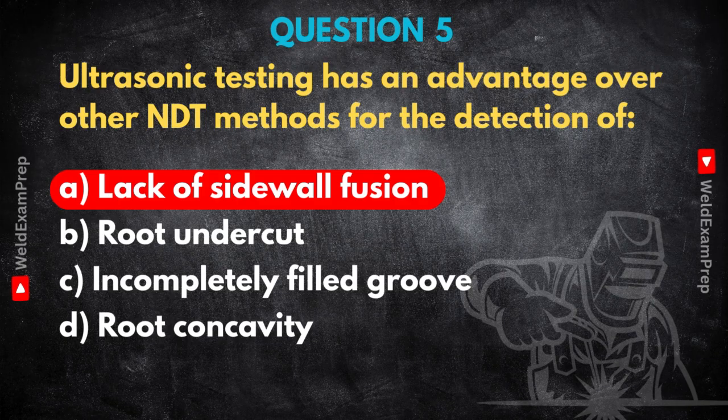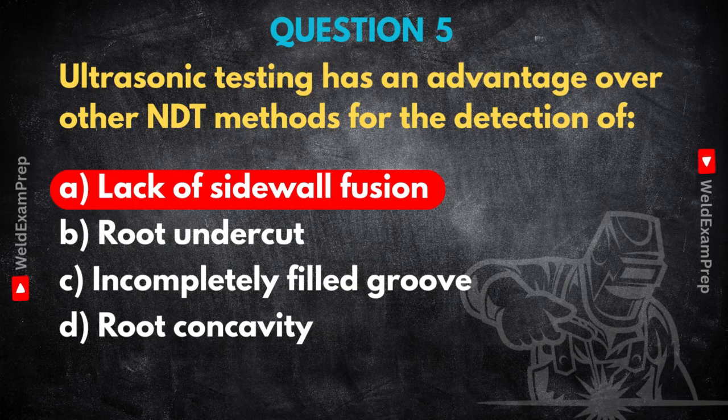Now look at the others: root undercut, incompletely filled groove, root concavity. These are generally surface-breaking or near-surface issues related to the weld profile. Things you might even see visually or pick up easily with other methods. Often, yes. Visual inspection, maybe magnetic particle testing or penetrant testing, are usually better suited or more straightforward for detecting those kinds of surface or shape irregularities. UT can sometimes find them, but it's not its primary strength compared to finding internal flaws like lack of fusion or cracking. So it highlights using the right NDT method for the suspected type of flaw.